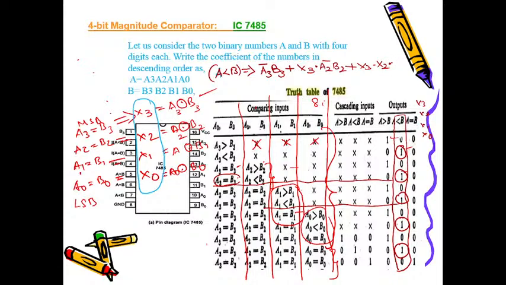And what is the other condition? When A1 is less than B1. A1 is less than B1, A1 bar B1. And again when it is high, for this case. So till this you have to write it. What is the other condition? When X3 is equal to and X2 is equal to and X1 is equal to and A naught bar B naught. When A naught is less than B naught.